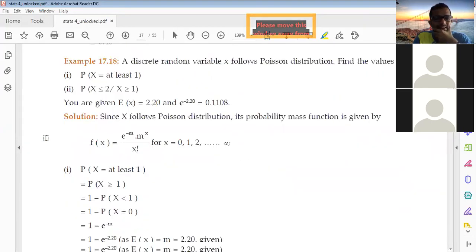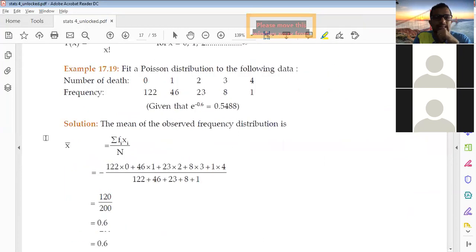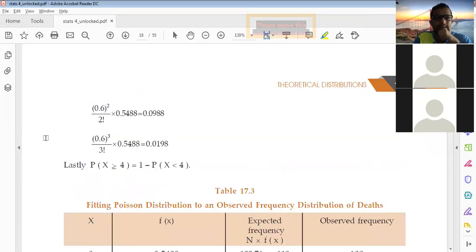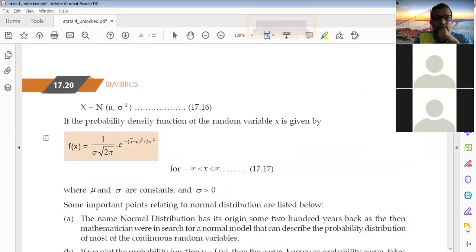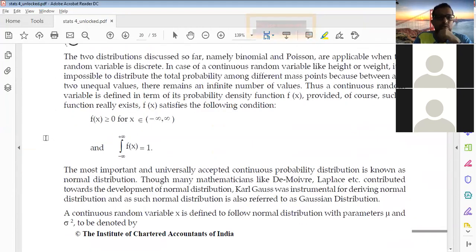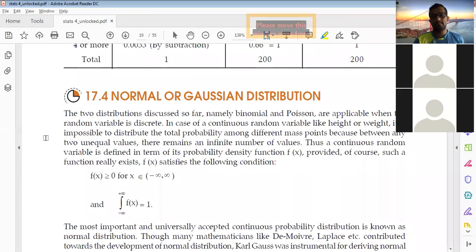Then we stopped right there. I don't think we did anything else. Fitting a Poisson distribution, all that was not done. And then, students, we stopped there because we had to start with something called the normal or Gaussian distribution. We usually call it the normal distribution. We don't call it the Gaussian distribution.